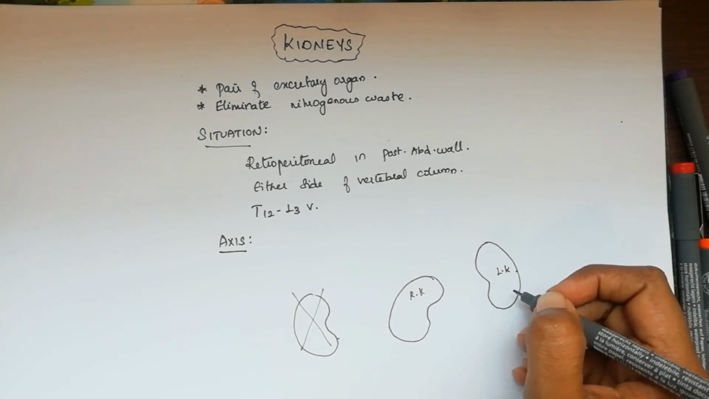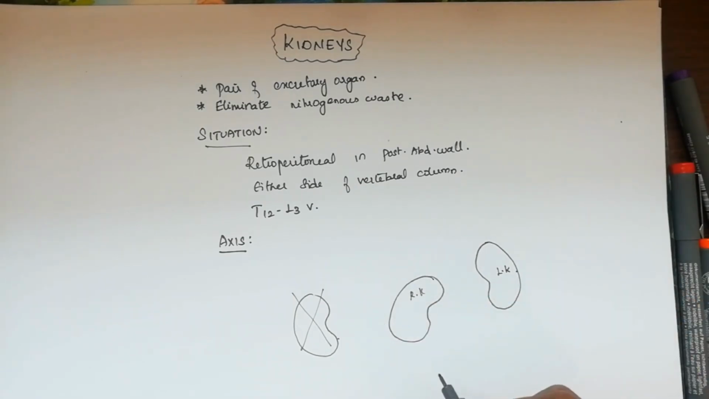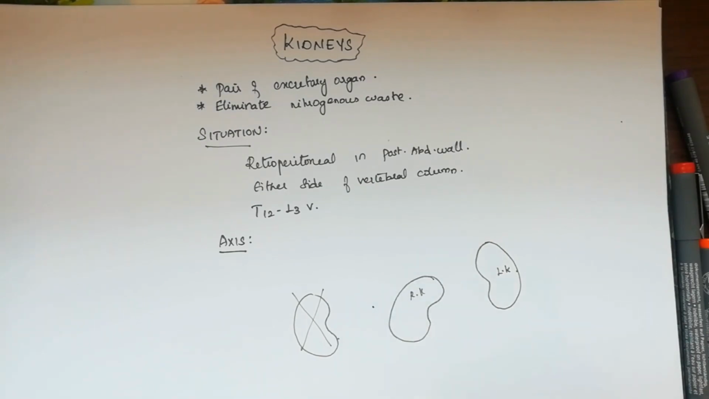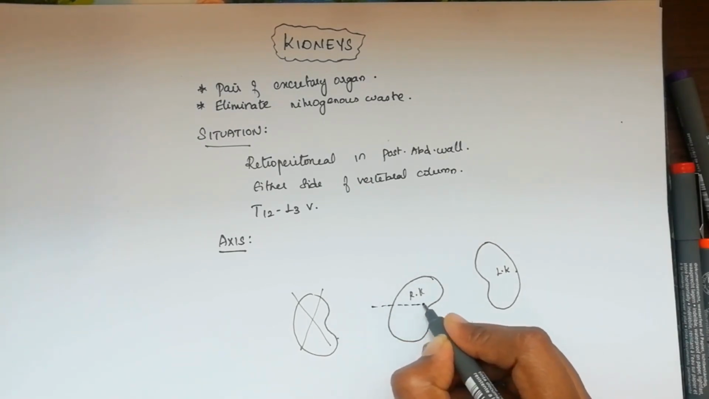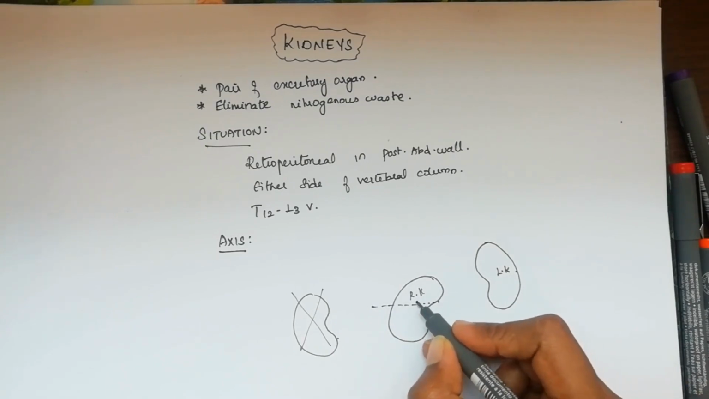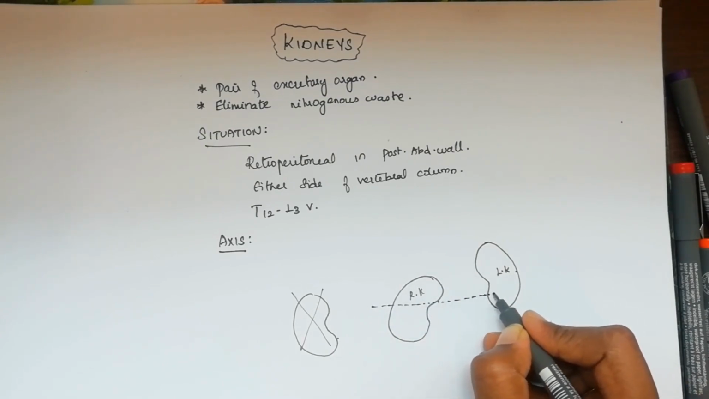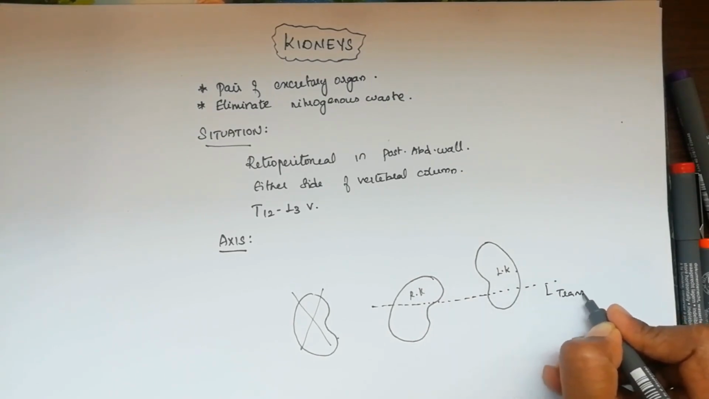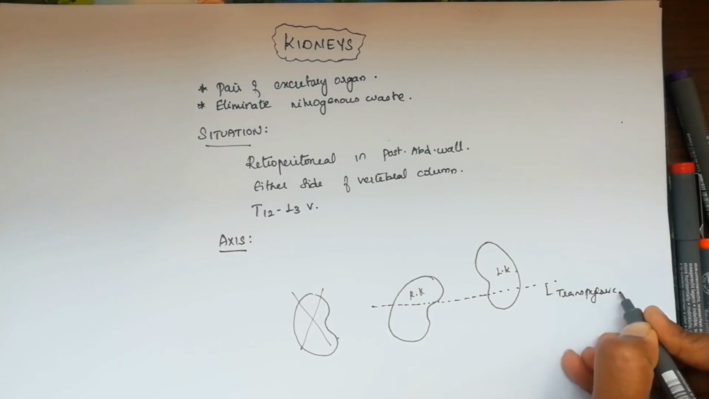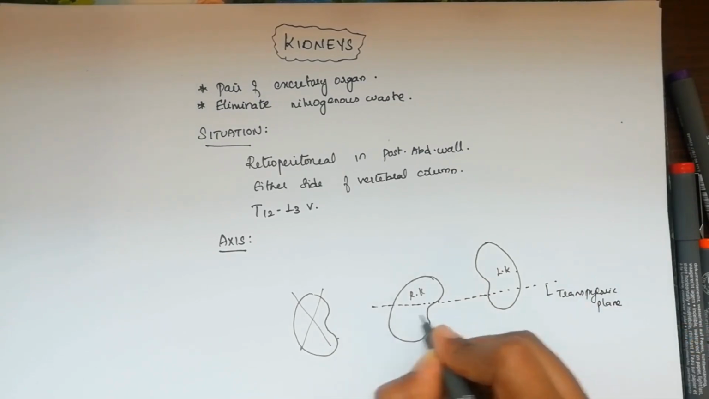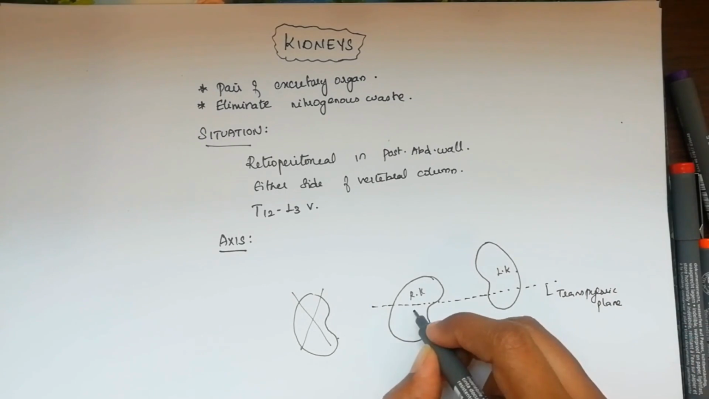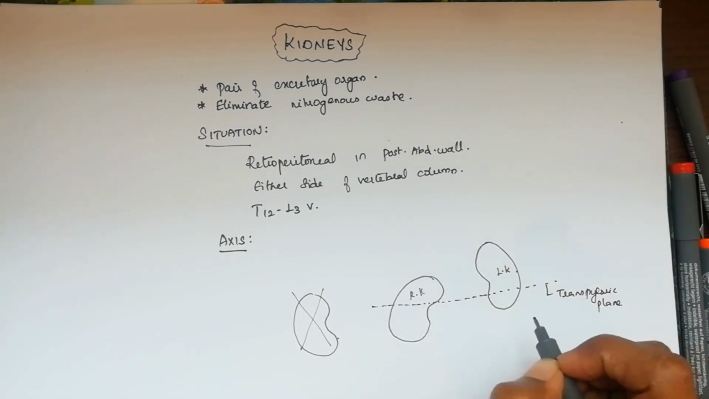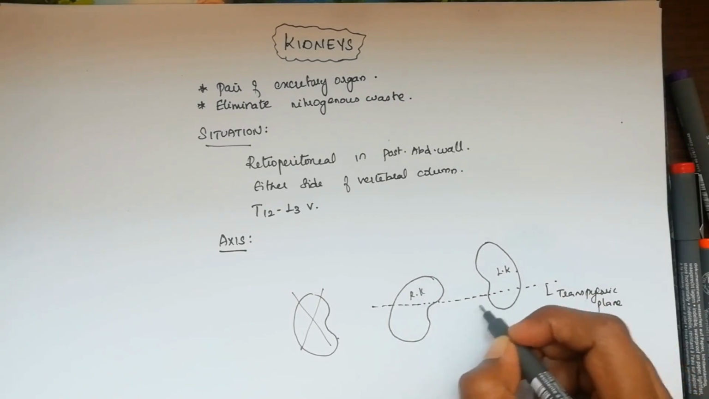Now we have got a plane called the transpyloric plane. That transpyloric plane will be passing, crossing the upper notch of the right kidney to the lower notch of the left kidney. So this is the plane which is passing horizontally, which is occupying the upper notch of the right kidney and the lower notch of the left kidney because of their orientation in the levels.